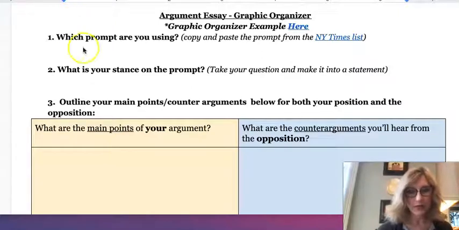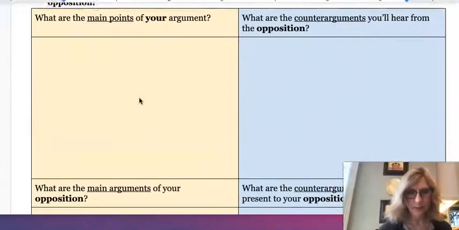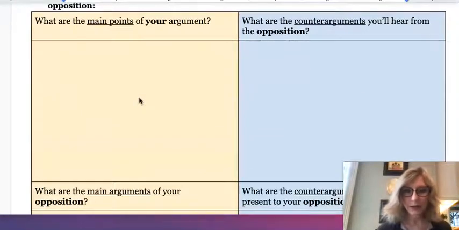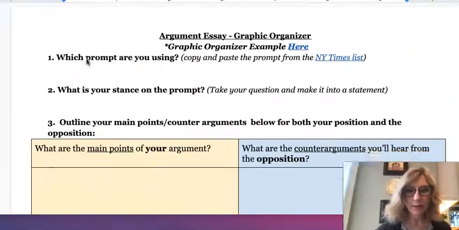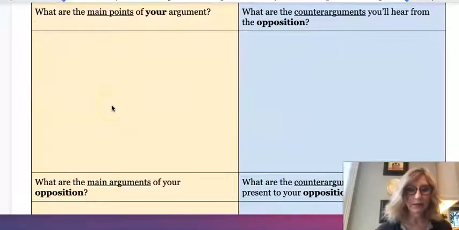So first of all, you choose the prompt that you are doing and you place it here, and then your stance. And you might be able to take it, like I said, from Schoology and copy and paste it there or just rewrite it. What are the main points of your argument? So once you do your research and you're looking through that article and you're looking through some ideas that might have been from a different article like procon.org or some other resources that are on Schoology, come up with at least 3 to 4 main points that you might be using in your essay or that the author wrote about.